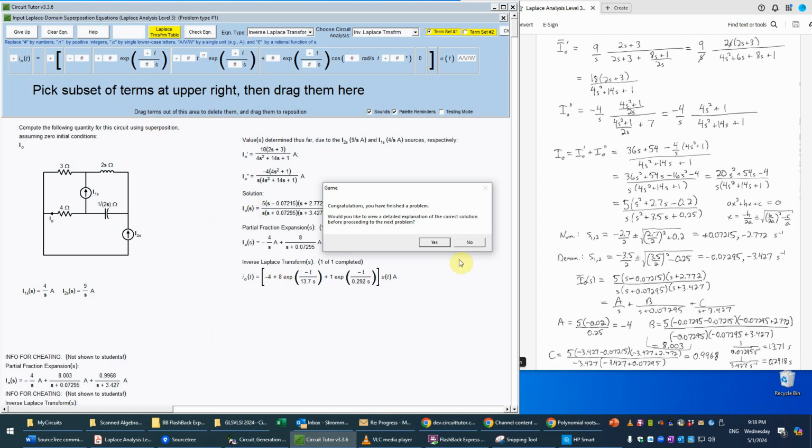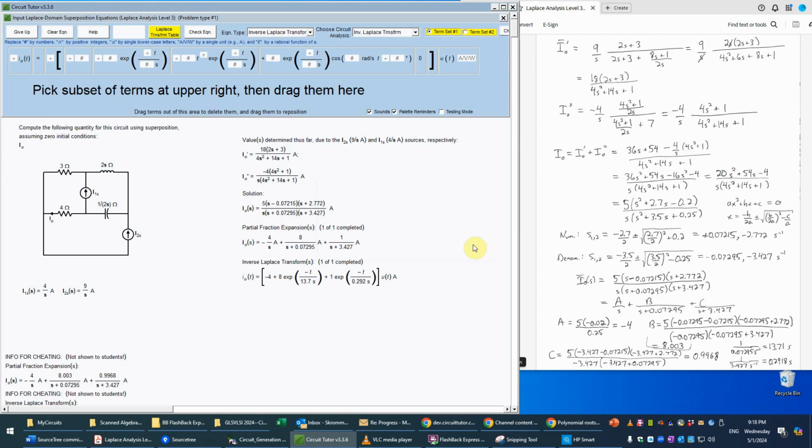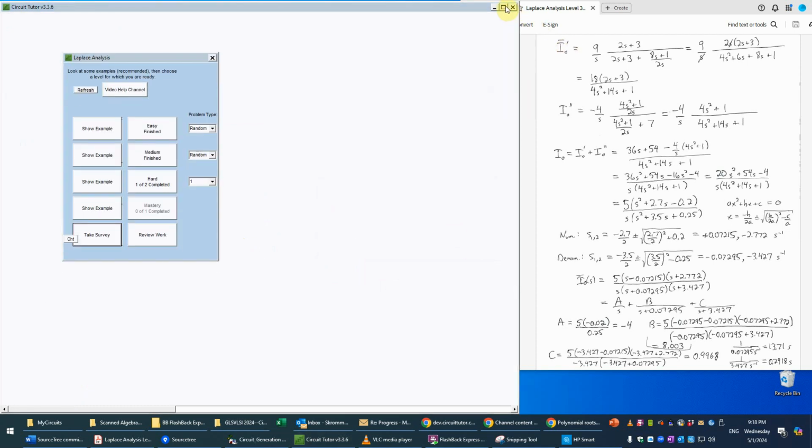Since that's rather lengthy, I'm going to skip that in this instance, but if you want to see all of that work again, you can certainly do that and look at that to review. Okay, and this is the review work button, so that concludes this exercise.